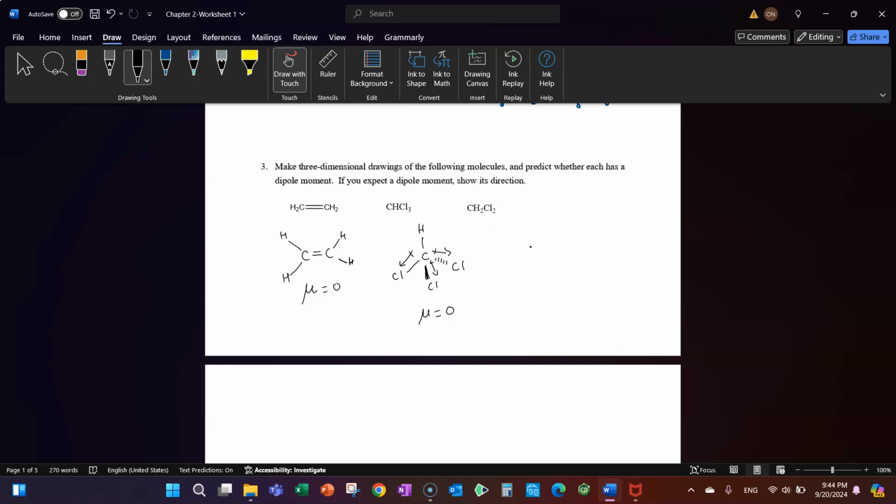The next molecule is CH2Cl2. This also, if you draw it in a three-dimensional picture, is a tetrahedral molecule. Okay, so you make sure that you draw out the correct structure before predicting the dipole moment. So here one hydrogen bond is going back, one is coming out of the plane, then two are in the plane. So again, if you look here, this should be chlorines. Okay, this should be chlorines.